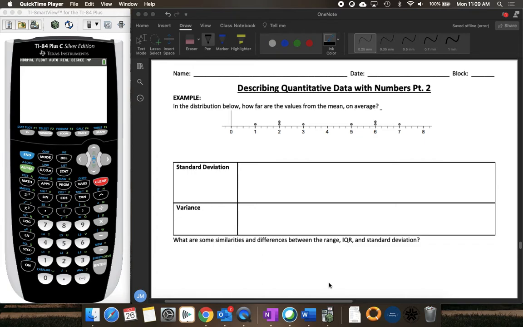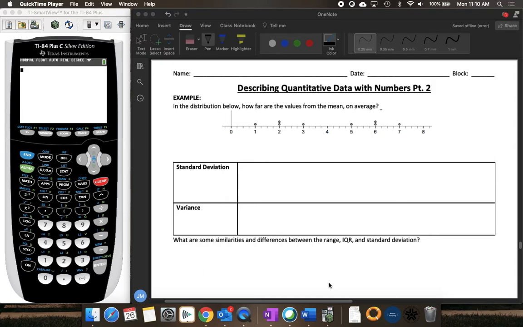In this video's lesson, we're going to talk all about how we can describe quantitative data with a new measure of spread called standard deviation. While this might be one of the hardest calculations to do, it's probably one of the most valuable that we can do because it gives us an idea of how far spread apart the values are from the mean.